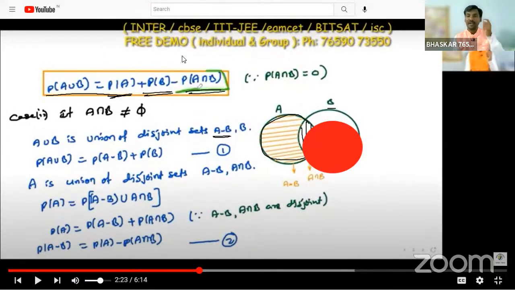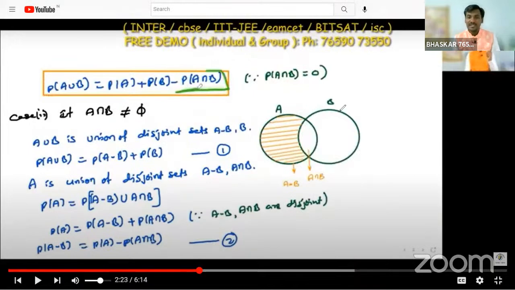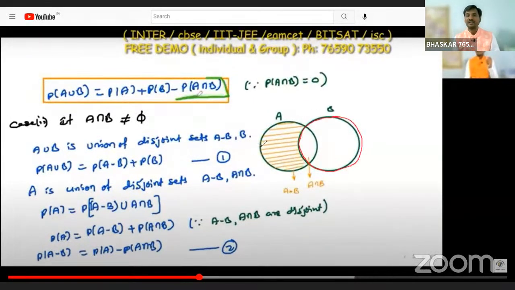Even though a part is present in A, we have to subtract that part, eliminate this part here. So A minus B is only A's own part. This is A minus B, this is A intersection B, and the full part is B. So A union B is the union of the disjoint sets A minus B and B. Probability of A union B is equal to probability of A minus B plus probability of B.